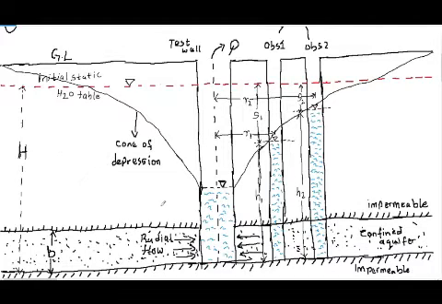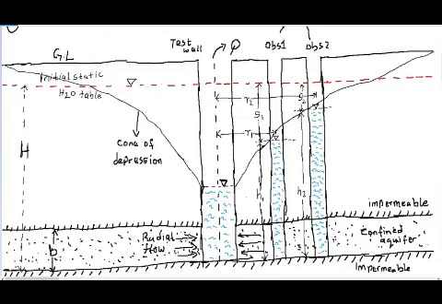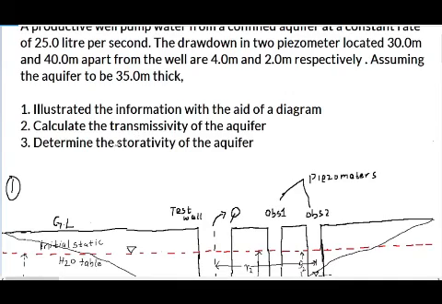We also have these arrows here, which represent the radial flow of water in the aquifer towards the test well. B stands for the thickness of the aquifer. So the next question, which is question number 2, calculate the transmissivity of the aquifer.